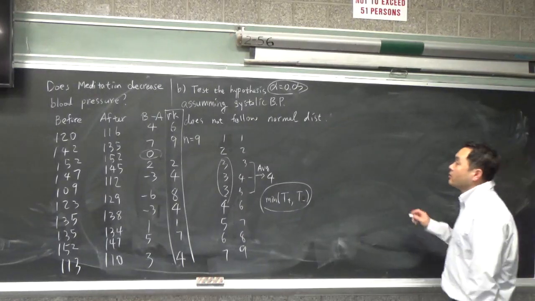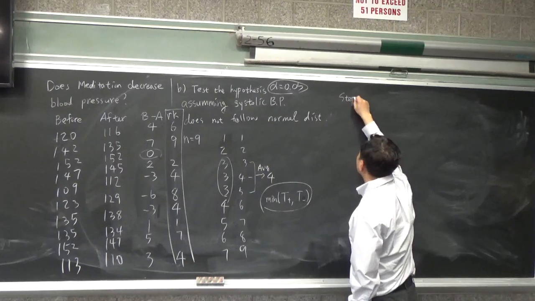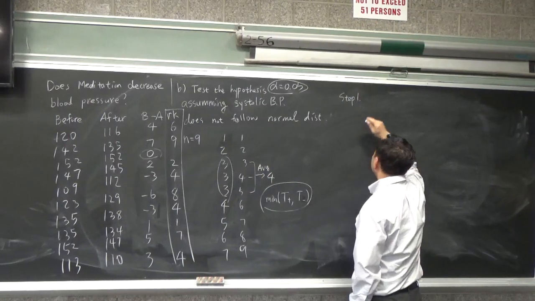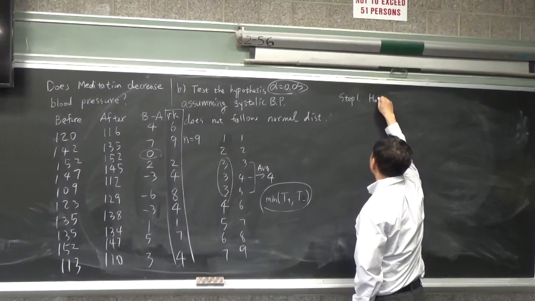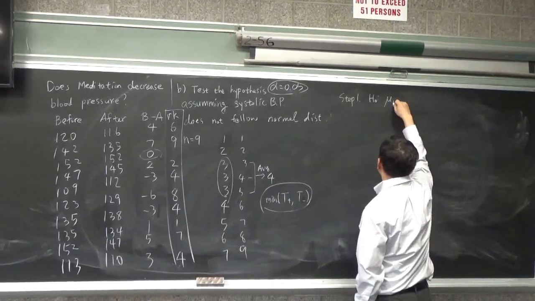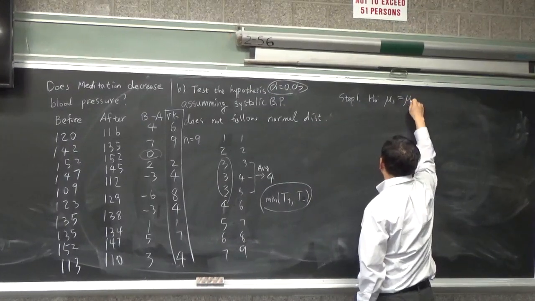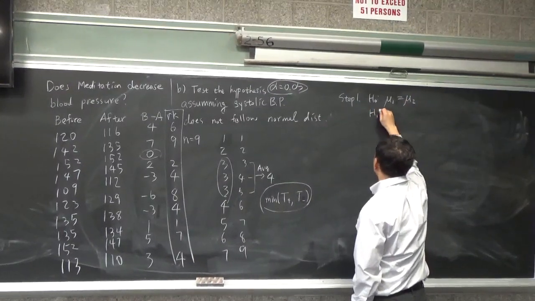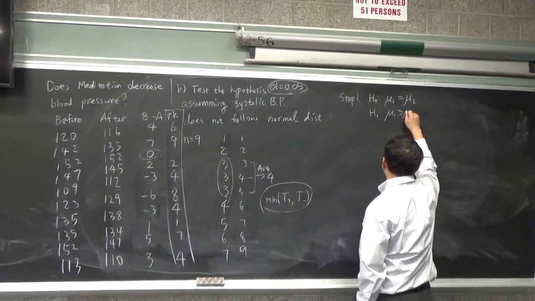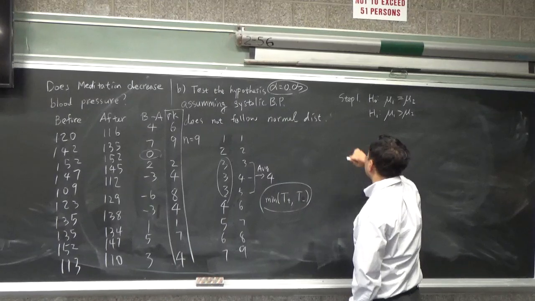Okay, so let's do the 4 steps again. Step 1, H0 is that the average of the first is bigger than or equal to the second. H alternative is that this is bigger than this other one.